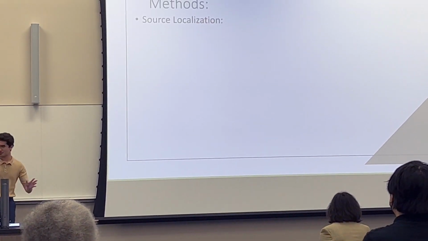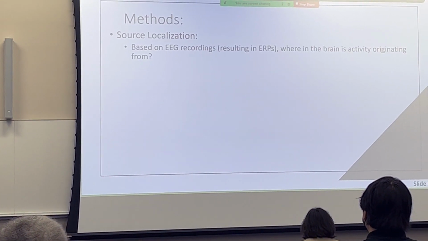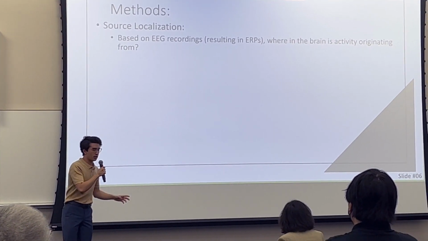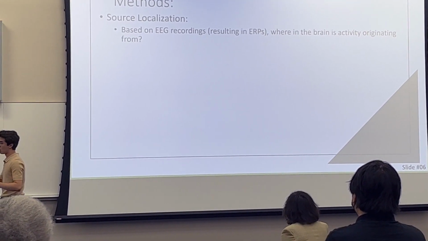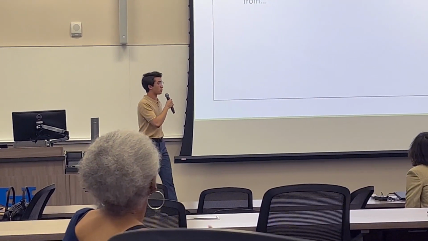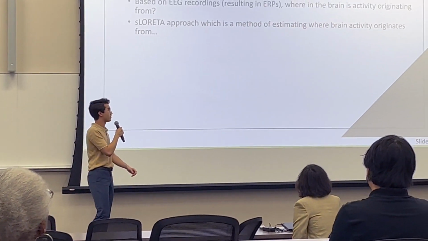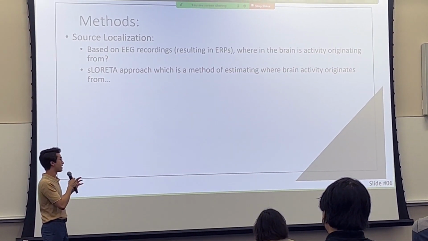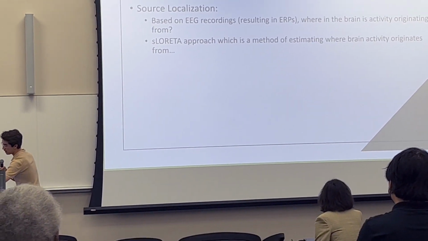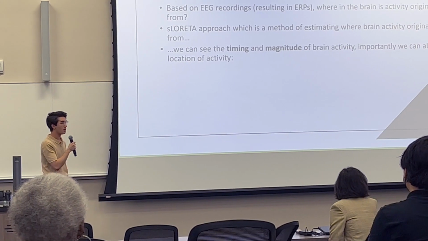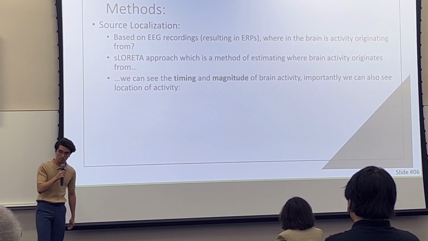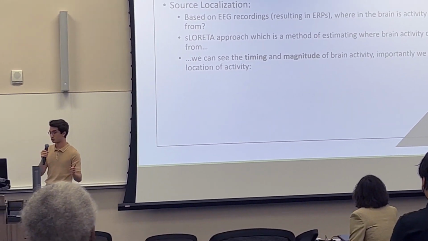And this I'll actually, not to get ahead of myself, show here. So based on EEG recordings resulting in ERPs, where in the brain is activity originating from? And what we did here is we took an sLORETA approach within source localization, which is a mathematical method of estimating where brain activity is originating from. Right, and so we get 3 crucial details from this approach. We get timing and magnitude of brain activity, but most importantly, we can see where it is located.